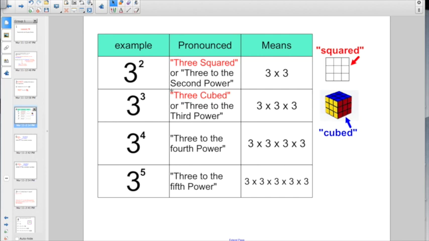The rest are just basically pronounced the same way. This would be 3 to the fourth power, meaning 3 times 3 times 3 times 3. Or this would be 3 to the fifth power, 3 times 3 times 3 times 3 times 3. Again, the base is the number you are multiplying. The exponent is how many times you are multiplying it.